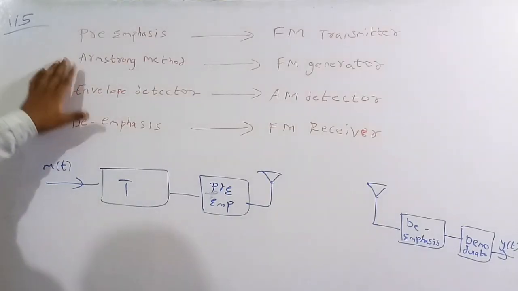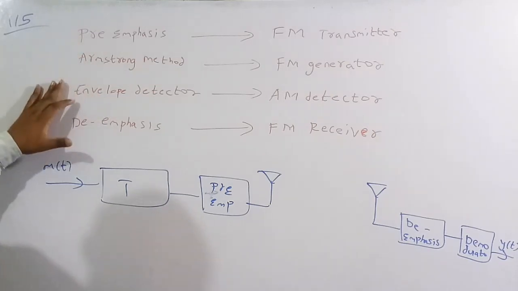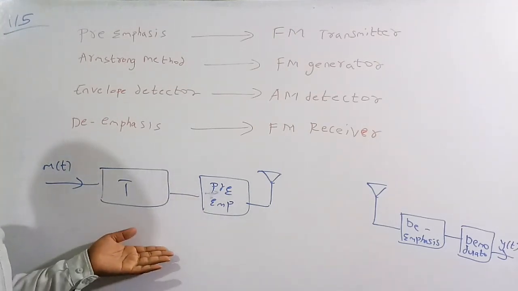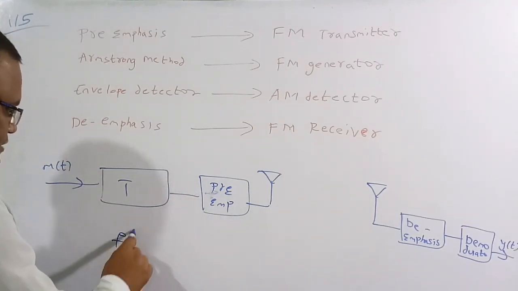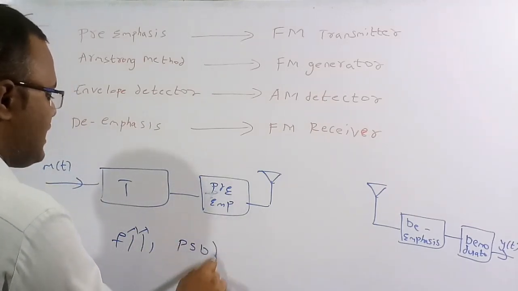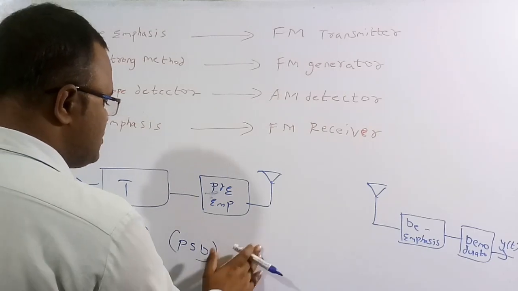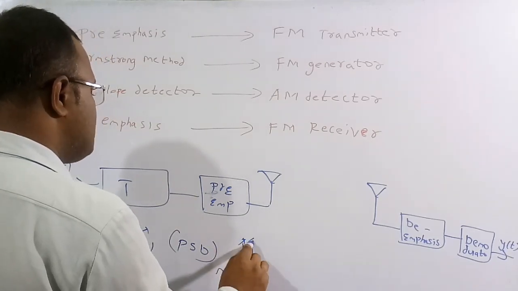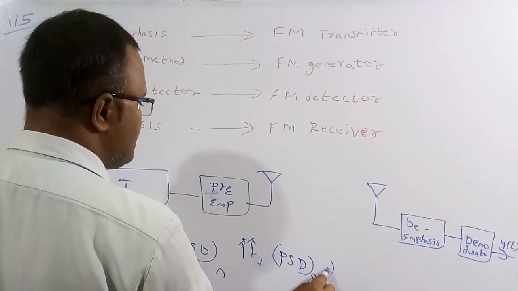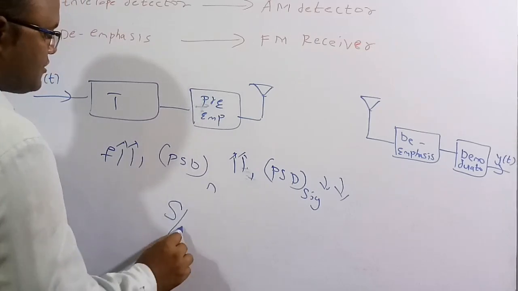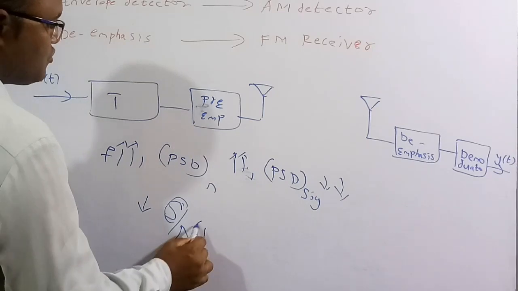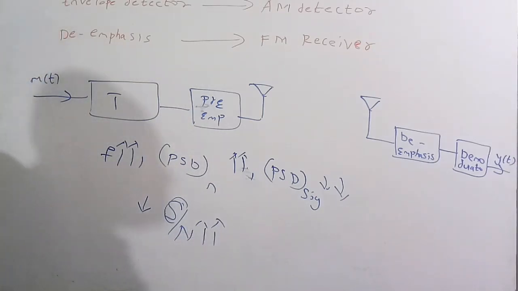In the previous example I told you about the importance of the pre-emphasis circuit and the de-emphasis circuit. The pre-emphasis circuit is kept at the sending side, the transmitter side, because at high frequency the power spectral density of the noise is very high when compared to the power spectral density of the message signal. So the signal power is much lesser than the noise power, and therefore we get a low value of signal to noise ratio.